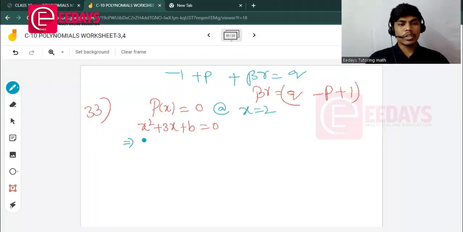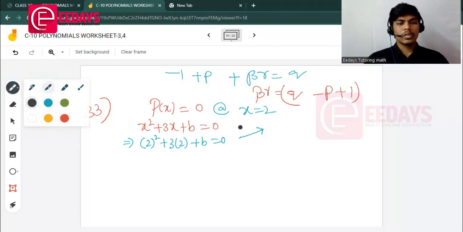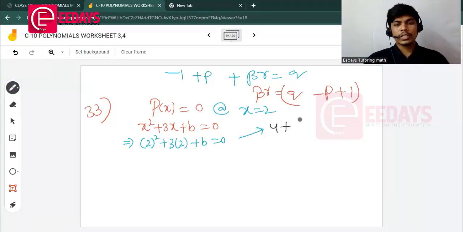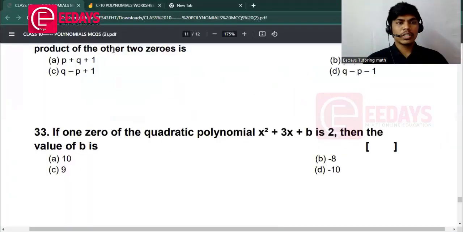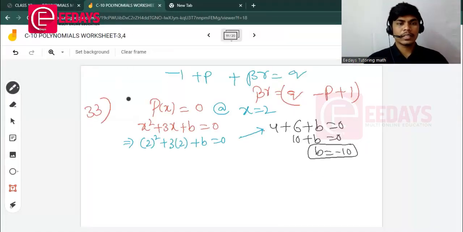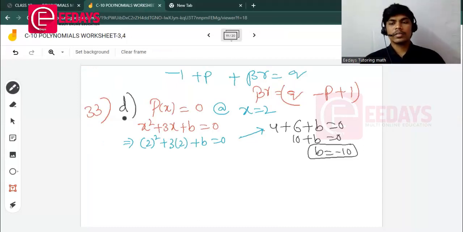So let us substitute x is equal to 2. So 2 square plus 3 into 2 plus b is equal to 0. We are getting 2 square is nothing but 4, 3 into 2 is 6, plus b is equal to 0. So 10 plus b is equal to 0. Then obviously b is equal to minus 10. Same question repeating. Option D is the correct answer.